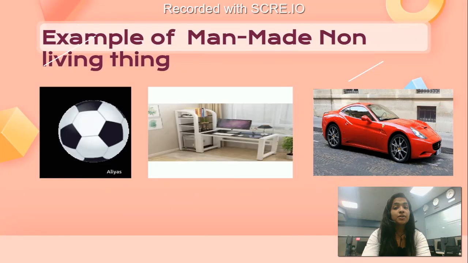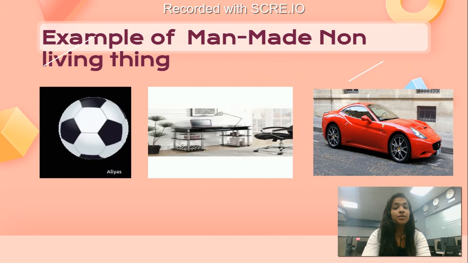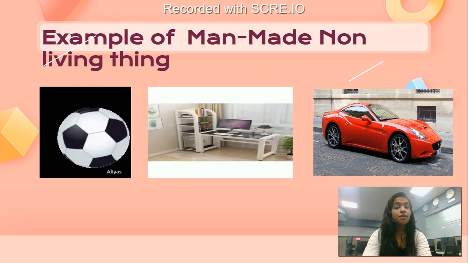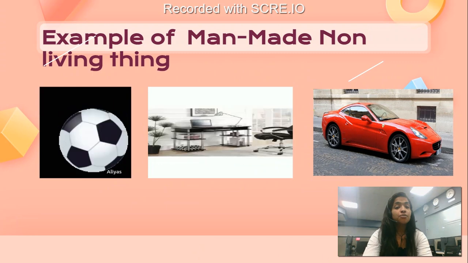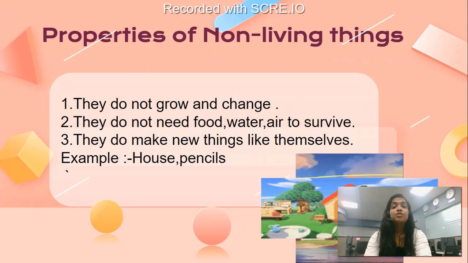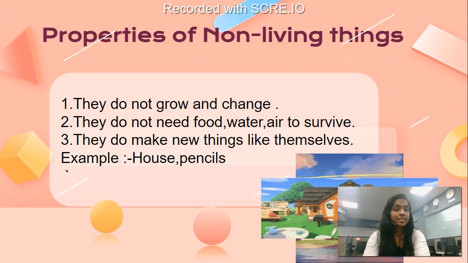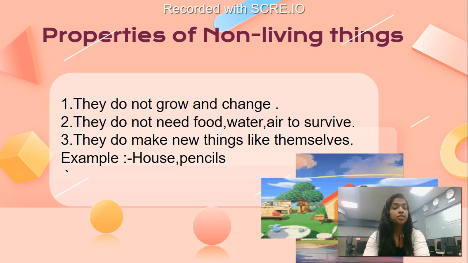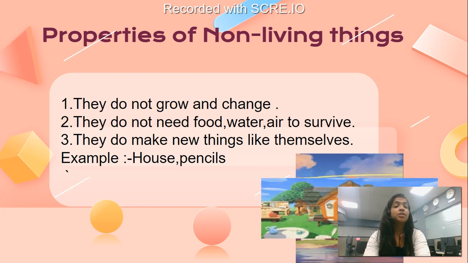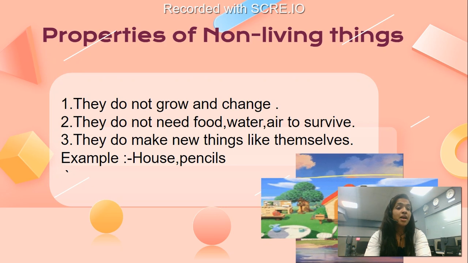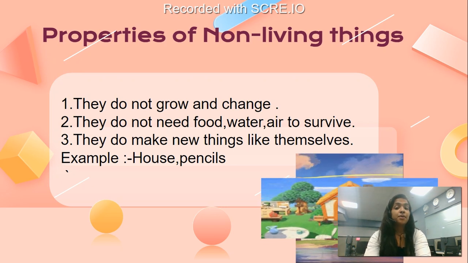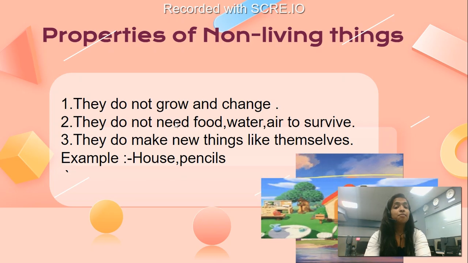Man-made non-living things are made by human beings for their necessities. So ball, children play with a ball, car, humans use a car for travel. So things that are used by human beings are man-made non-living things. So next, properties of non-living things. They do not grow and change. They do not need food, water, air to survive. They do not make new things like themselves, as they do not reproduce. For example, house, pencil, these are non-living things.